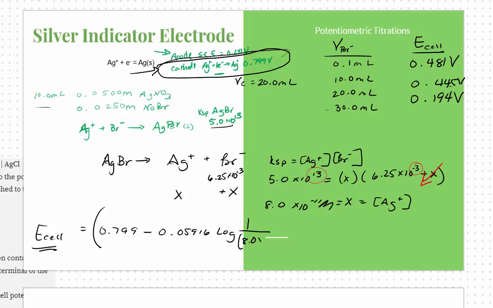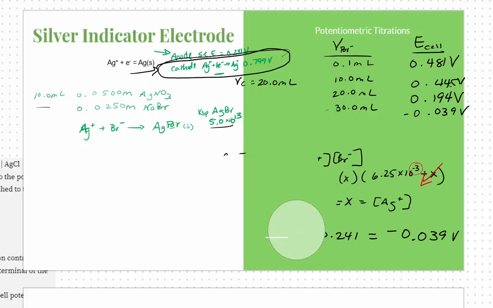In this case, it's 8.0 times 10 to the negative 11th. So I need the reciprocal of that, take the log, multiply it by 0.05916, and subtract that value from 0.799. That's the cathode. Then I need to subtract the anode, 0.241, and now I get a total cell E of negative 0.039 volts. So you see, I was looking ahead when I was filling out this table.